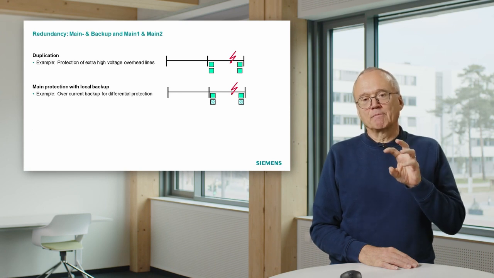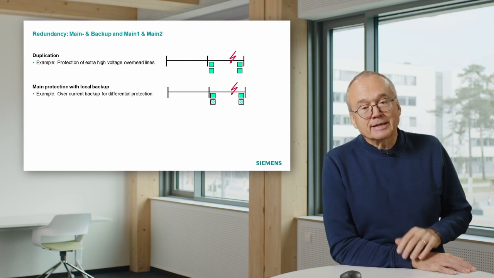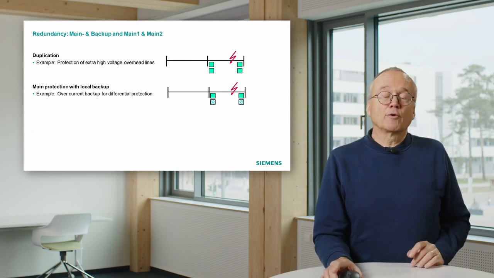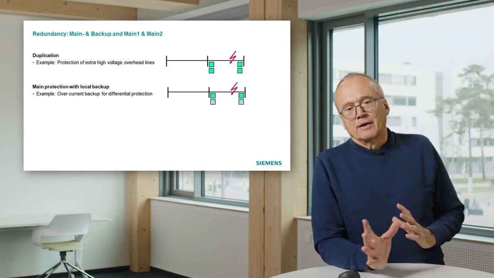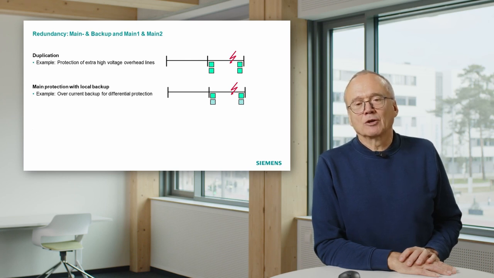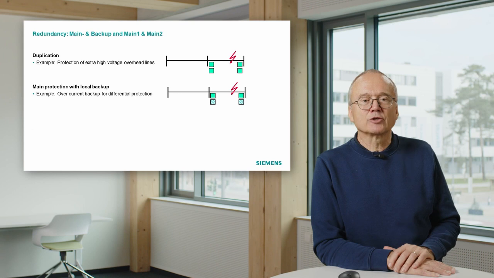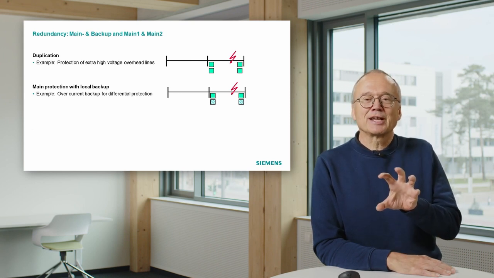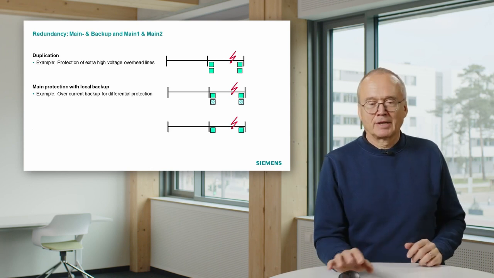That is called main protection with local backup. That means you have one backup device installed locally, and in case now the differential protection fails, you have to trip this fault with overcurrent protection. And we will see overcurrent protection tends to have a bit longer tripping times. You may also have some selectivity issues here. So the quality of the protection is a bit lower in case of a backup situation.